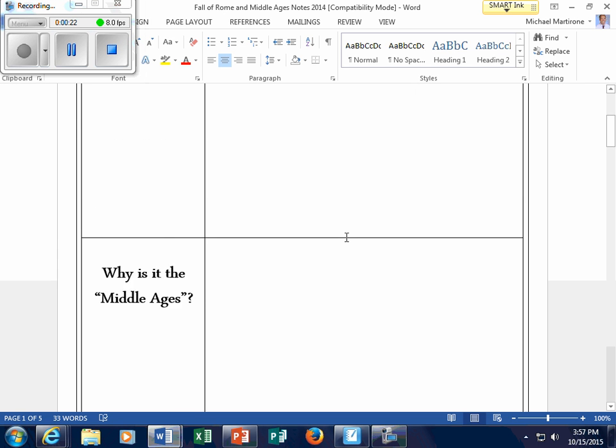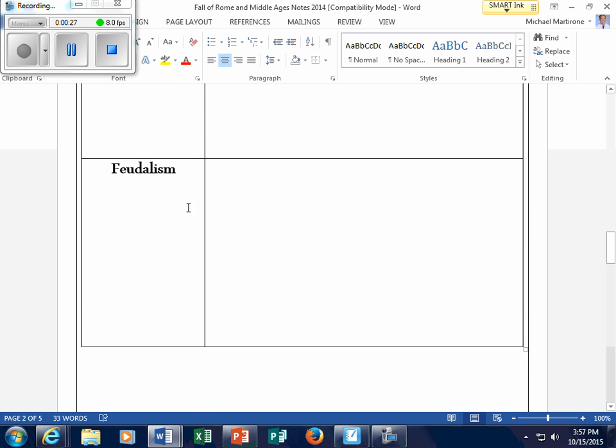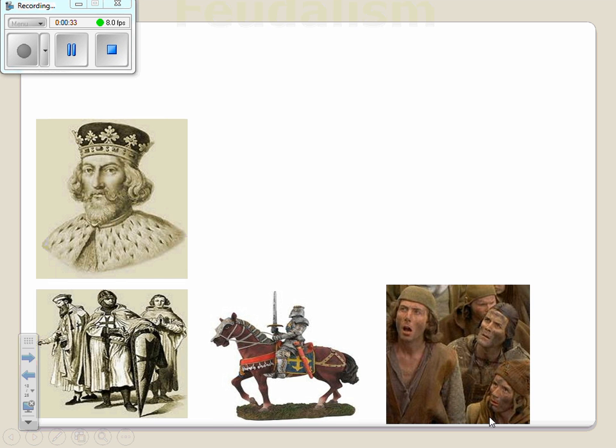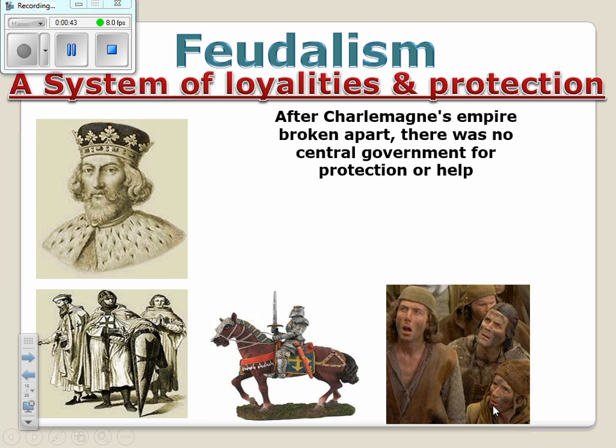In class we've looked at a little bit of the background, so we're going to start with this box right here entitled Feudalism, so I'm going to give you a few notes on that before we look at our feudal pyramid. So what actually is feudalism? Feudalism is a system of loyalties and protections. It is a type of government and economic system of the Middle Ages.